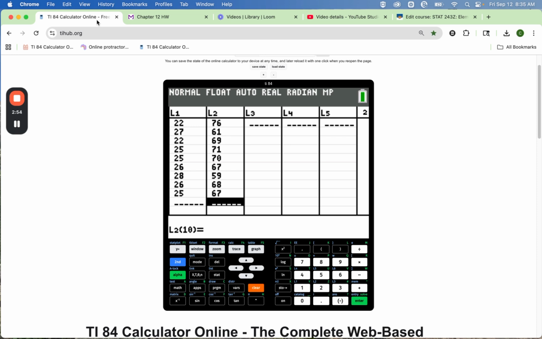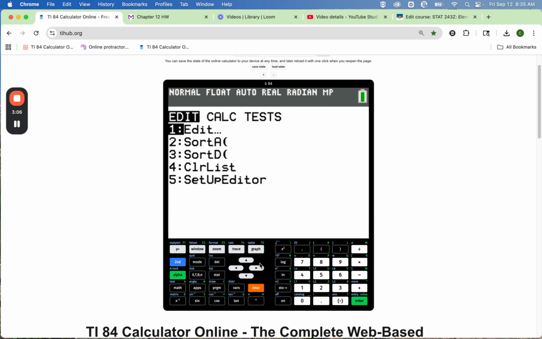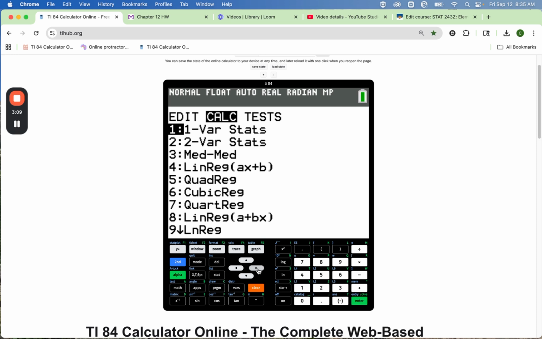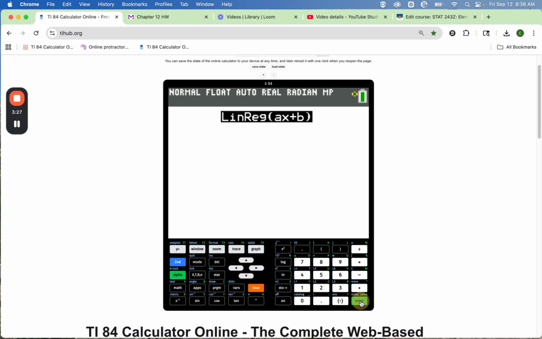You have to have the same number of items in each list in order to do what we're going to do next. So what we're going to do next is we're going to go to stat and over to calc. And under calc, we want to do LinReg right here, which means linear regression. So your calculator is going to calculate a slope and a y-intercept for you that is the best fit for this data. So hit enter on that.